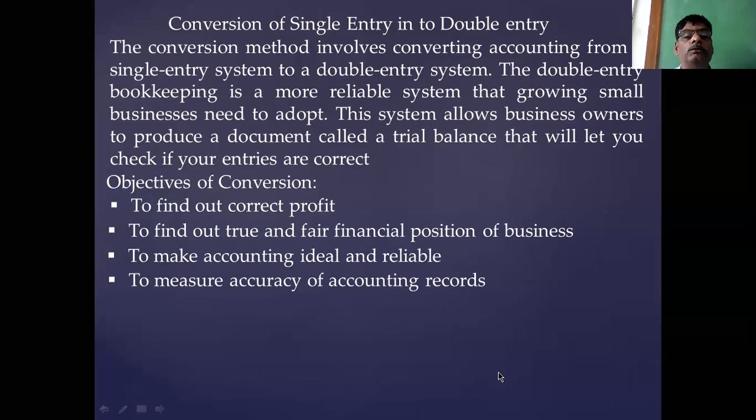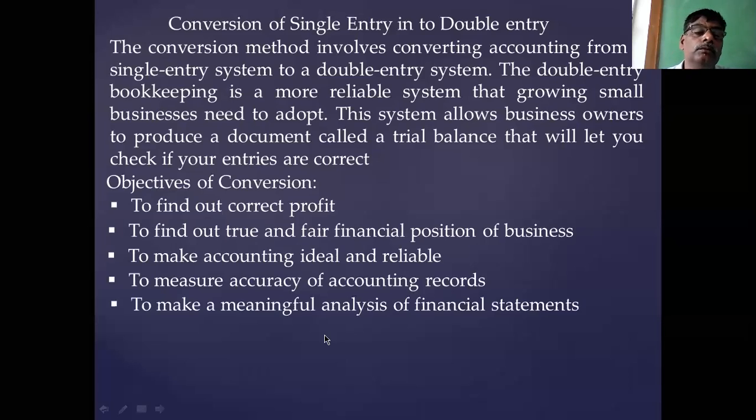And the next objective is to ensure accuracy of accounting records. To know the arithmetical accuracy of your accounts, the double entry system is essential. Under the single entry system of bookkeeping, arithmetical accuracy is not possible. Therefore, it is not accepted. So, to measure the arithmetical accuracy of your accounts, conversion is essential. This is a main objective.